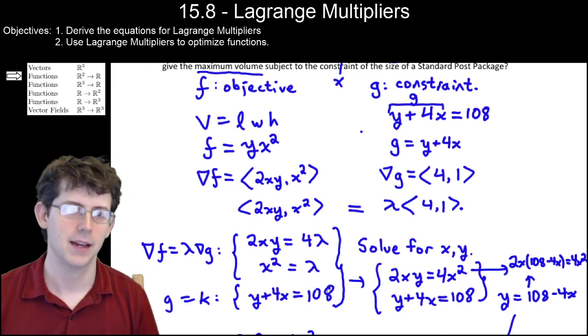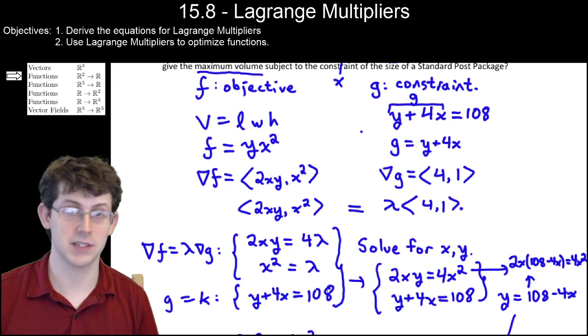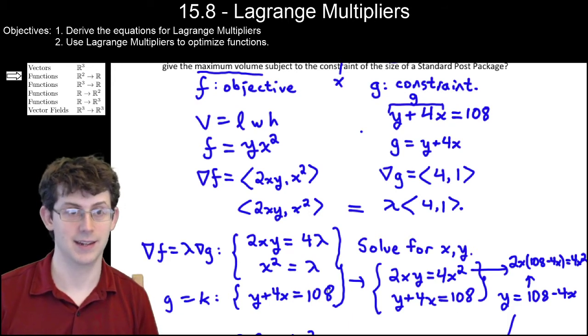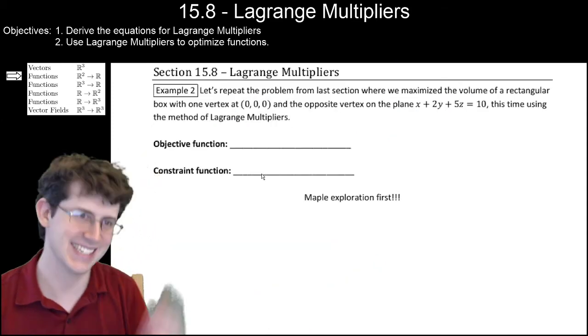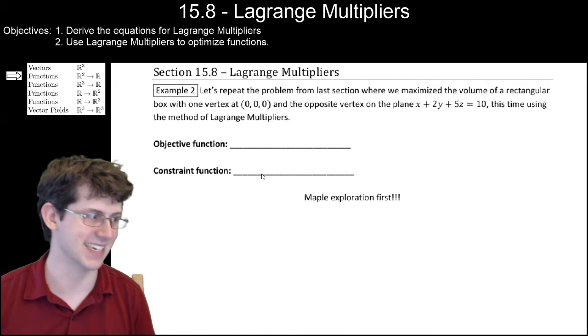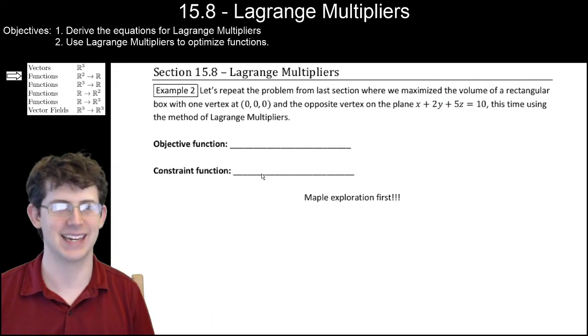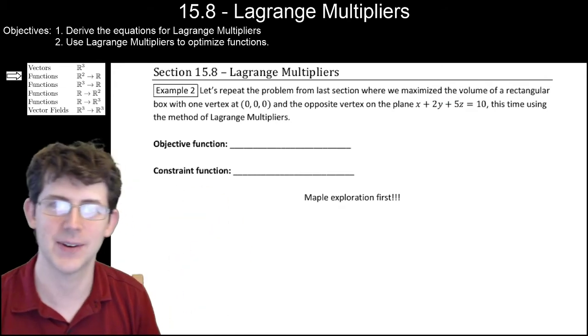The other nice thing about this method is it works for any number of variables. So it's really awesome. I don't know if I've convinced you. I guess it's not one of the objectives of the section to convince you that the section is awesome. This is really cool. Okay, let's do the other problem.